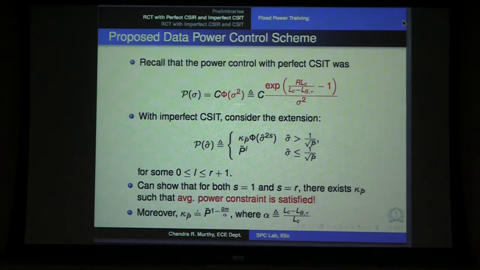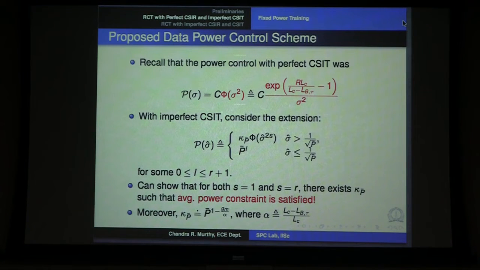But this scheme is better because it's trying to account for the fact that if your estimated singular value is small, that may just be because of noise. It may not be that the channel state itself is bad. So even though you get a sigma hat that is smaller than 1 over p bar, it says just don't try to invert the channel, but transmit at some power, say p bar power L, and L is a parameter that we can optimize. And if the singular value sigma hat is greater than 1 over p bar, then you use the channel inversion power control.